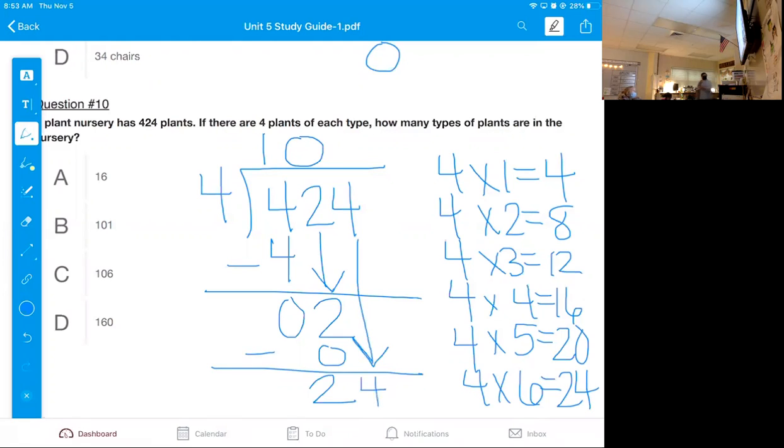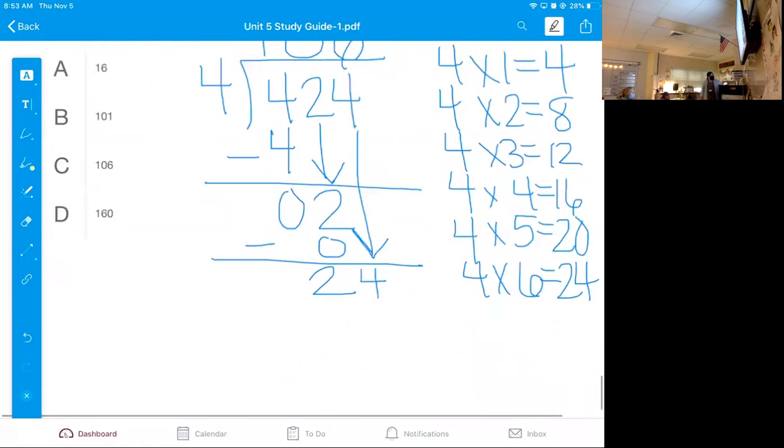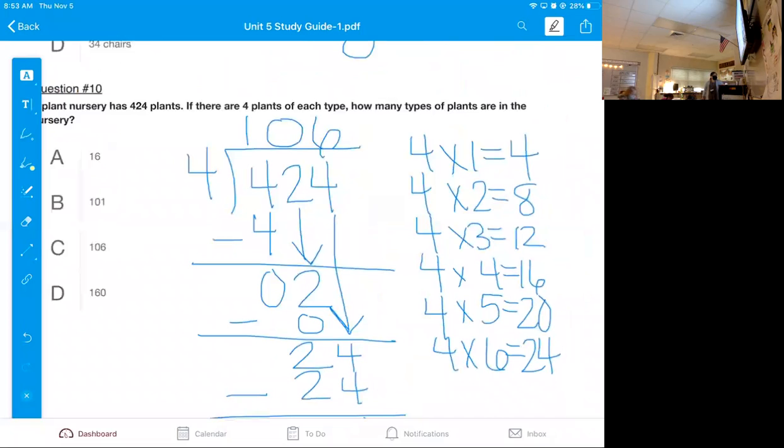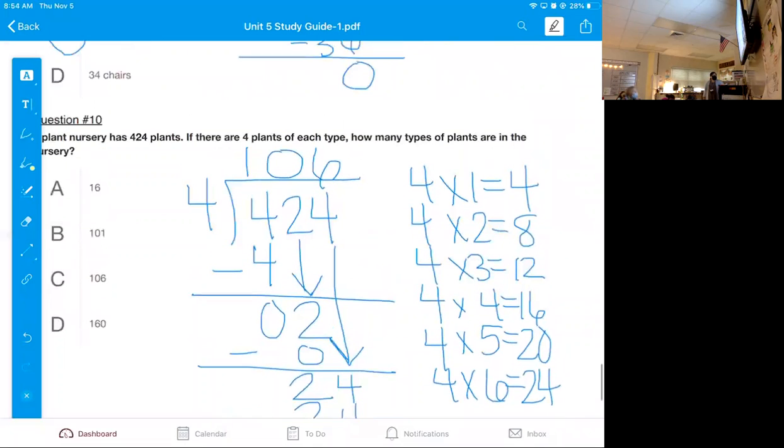So now I need a fact for 24. Who can find that one? Tanner? 4 times 6. At the top, I'm going to write a 6, and 4 times 6 is? 24. All right, 24 minus 24 is? 0. Do I have a remainder? No. So at the top, I had 106. Which answer choice would that be? C. Anybody have a question about number 10?